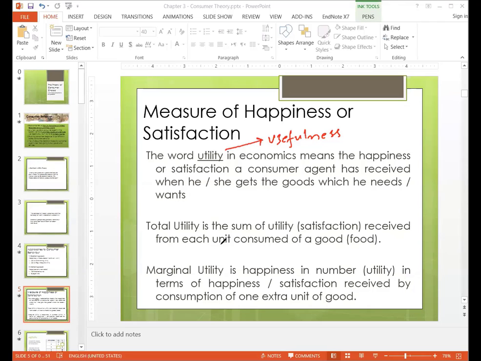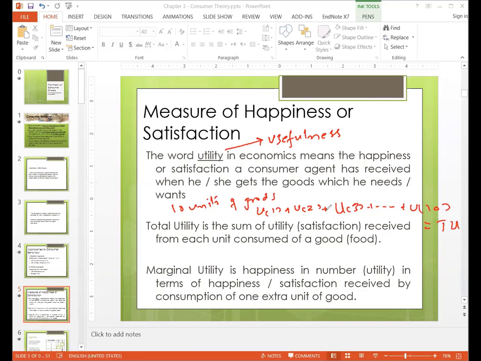Suppose we have consumed 10 units of goods. So utility from all 10 will be total utility. It means utility from 1 plus utility from 2 plus utility from 3 and so on till utility from 10. That will be equal to total utility. So the utility that we received from all the goods will be called total utility. It will be the total satisfaction or total happiness that we received after that activity.